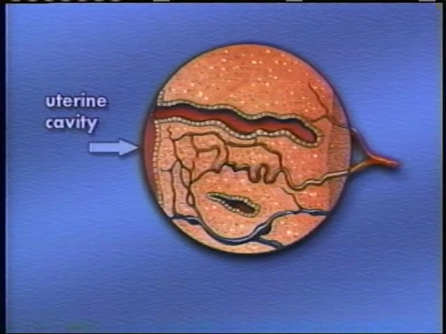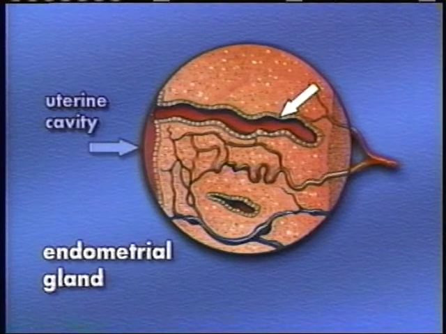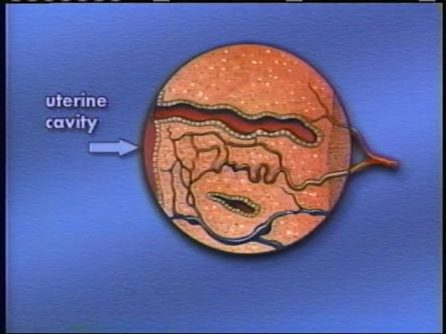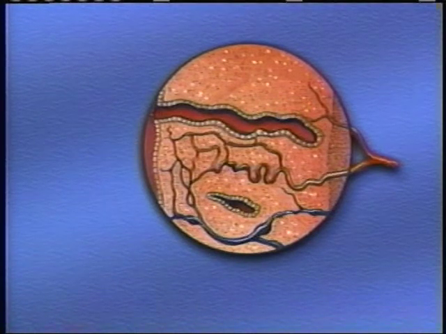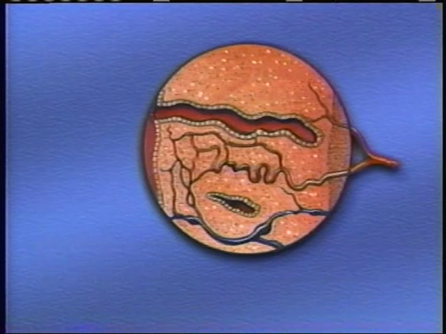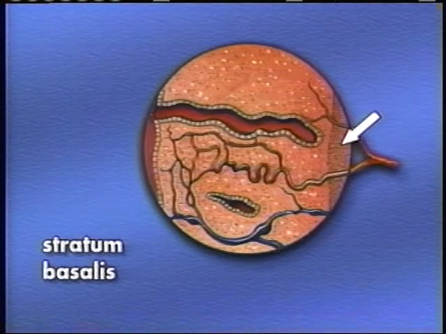Contained within this layer are numerous glands and blood vessels which prepare the uterus for implantation of the embryo should fertilization occur. The endometrium is divided into two different regions or layers. The stratum functionalis is the layer of endometrium which is shed during menstruation. The deeper layer, the stratum basalis, is not shed, but instead produces a new functional layer after menstruation.